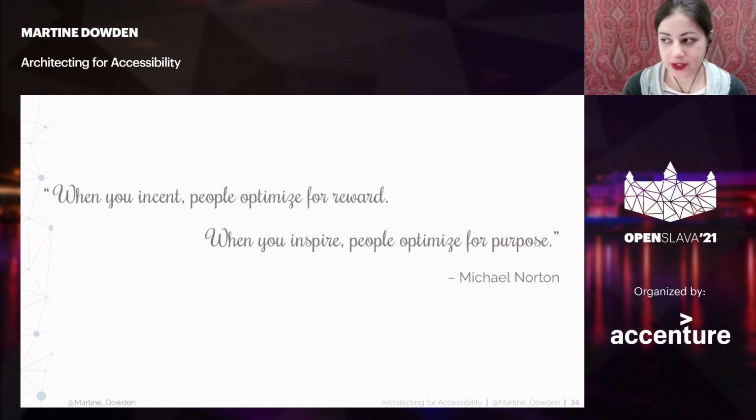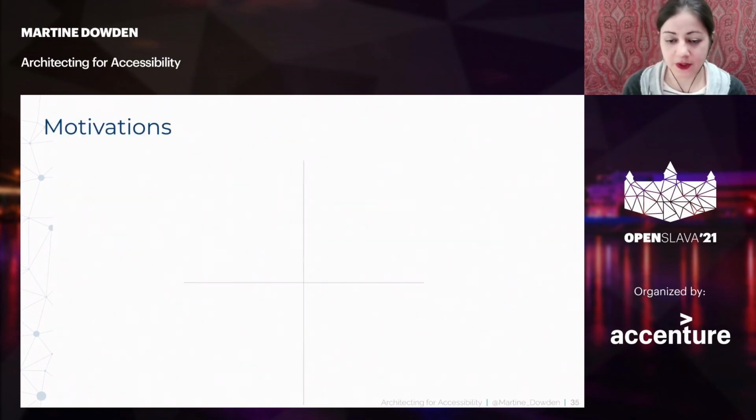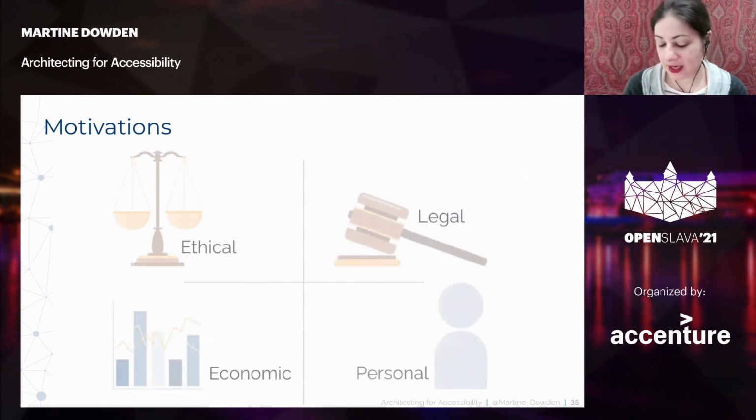And when we look at our team, when we incentivize people, we optimize for reward, but when we inspire people, we optimize for purpose. And what we want to do here is optimize for purpose. We want to get that application accessible, right? That's the purpose. So how do we incentivize people? Well, there's really 4 big motivators. We have ethical, legal, economic, and personal. Your ethical is probably going to be the most effective because it's somebody doing it because they feel ethically obliged to do it. Which, I mean, accessibility and giving equal access to our content, it's a pretty big ethical input that we have based upon us as developers.